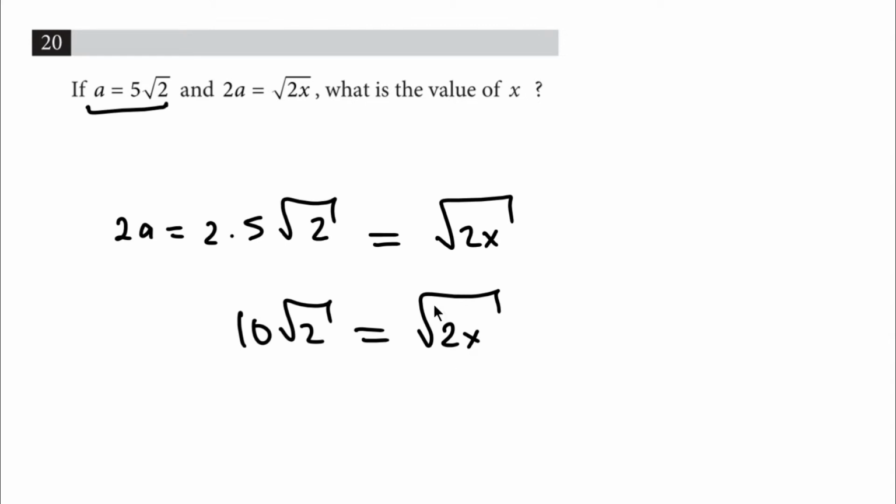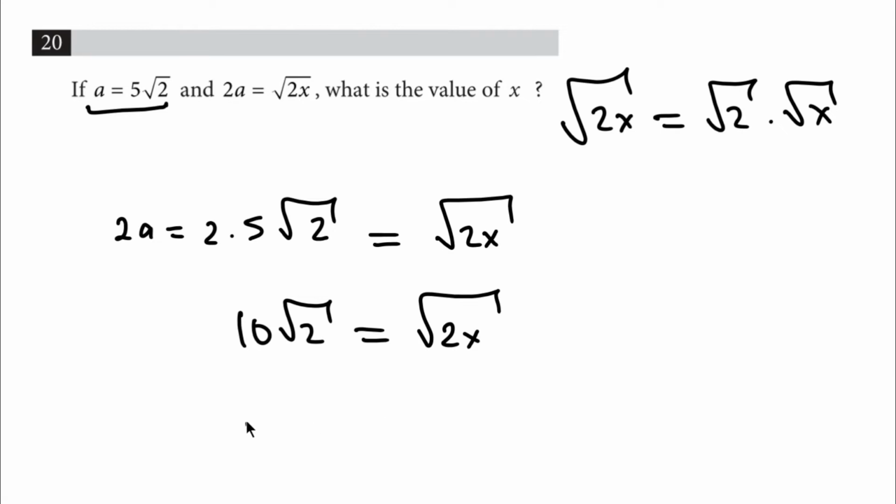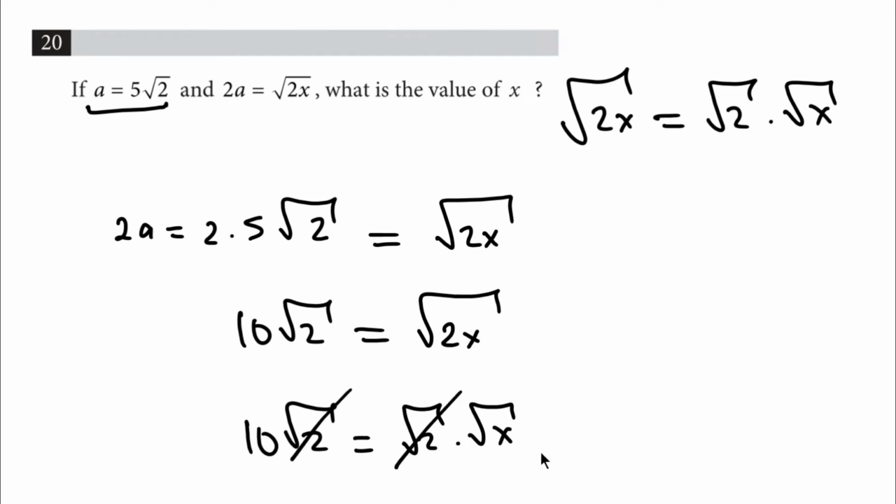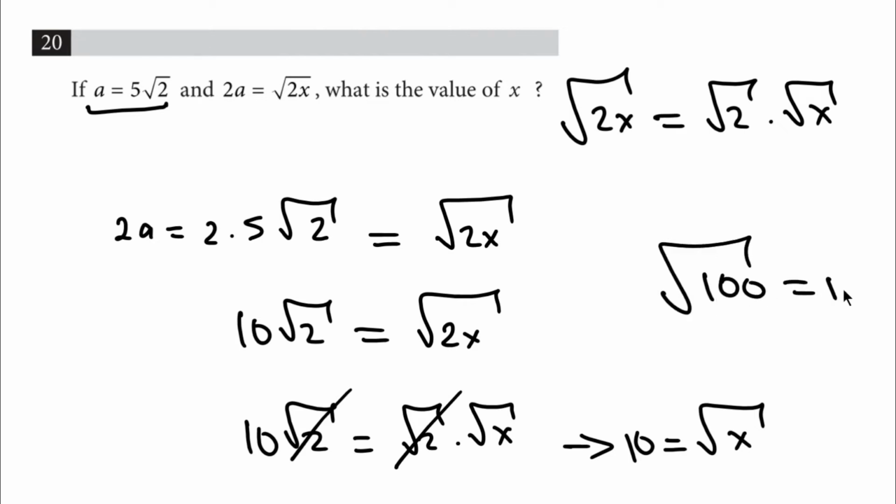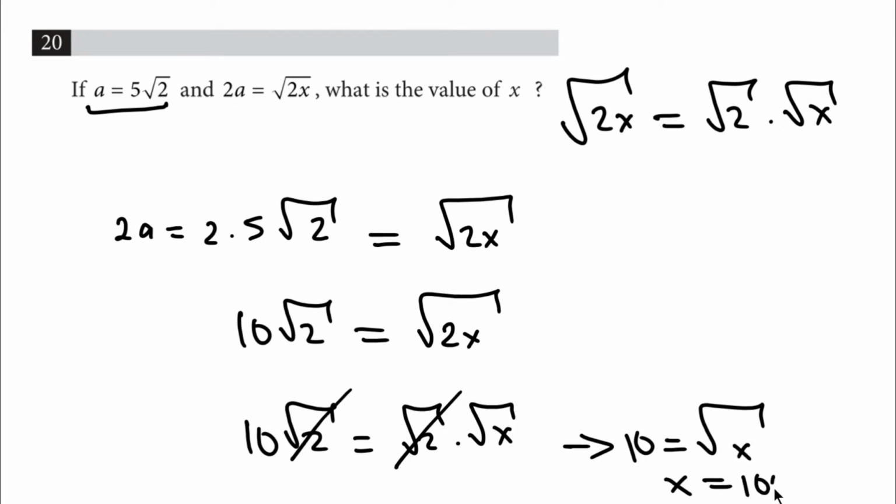Well, we can rewrite this, if you know from the exponent rules, we can rewrite root 2x as root 2 multiplied by root x. And so let's do that. 10 times root 2 is equal to root 2 times root x. Now we can cancel root 2 on both sides, so we get 10 is equal to root of x, and therefore we need x to be 100, such that root 100 is equal to 10. So therefore x must be 100. So x is equal to 100 is the correct answer for this question.